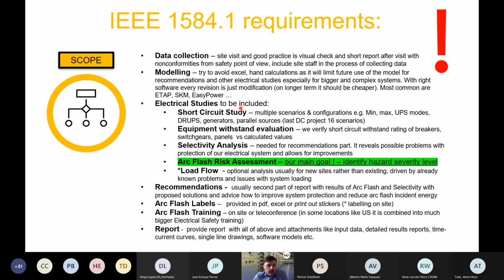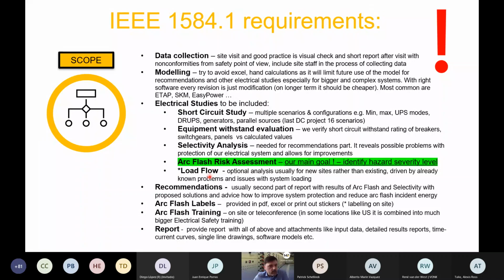Based on the short circuit study, we run equipment withstand evaluation. So we would like to verify the short circuit rating of our equipment, breakers, panels, and so on. Then we also do selectivity analysis. You might also know it as a protective device coordination or discrimination study. That's the same. We need to do it to review problems with protective settings of protective devices, if they are all working well. And this also allows for the recommendation part. Then we have our main goal, which is arc flash risk assessment. So that's the main thing we will have to do.